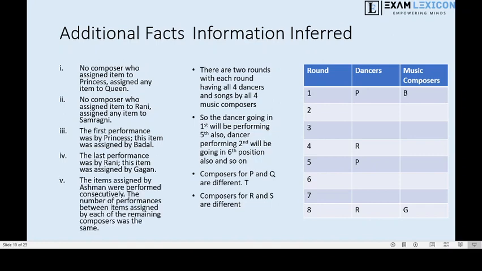Next point, the items assigned by Ashman were performed consecutively. The number of performances between items assigned by each of the remaining composers was the same. So there's only one couple of positions that Ashman can perform in, because he has to perform in both the rounds from 1 to 4 and 5 to 8, and he has to perform consecutively. So we can fill A in the 4th and 5th slot for music composers.